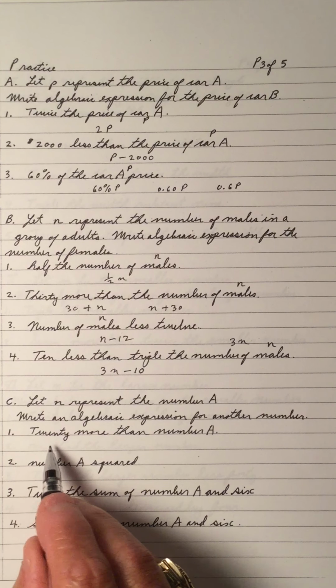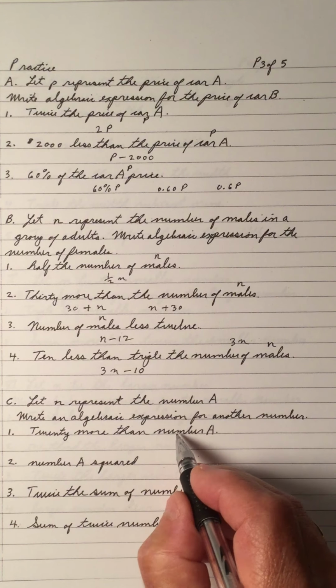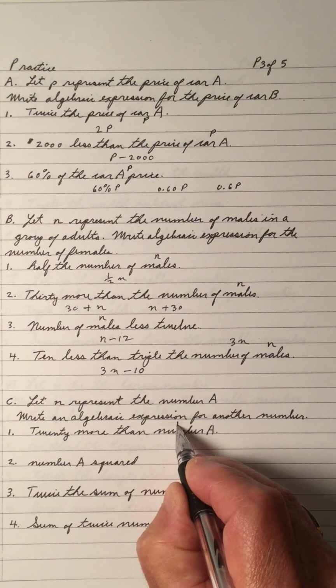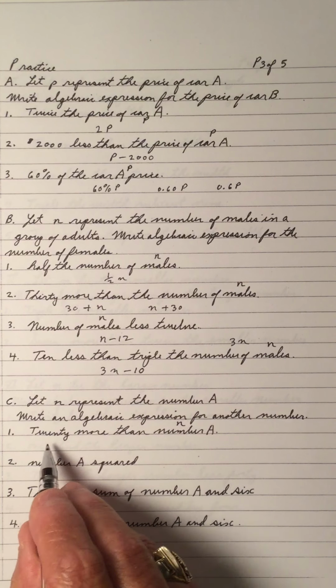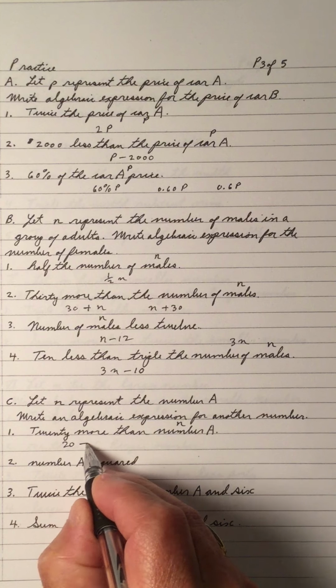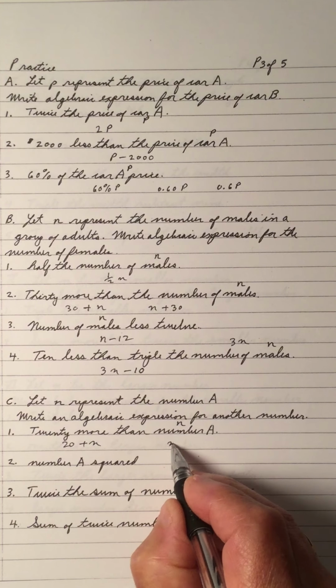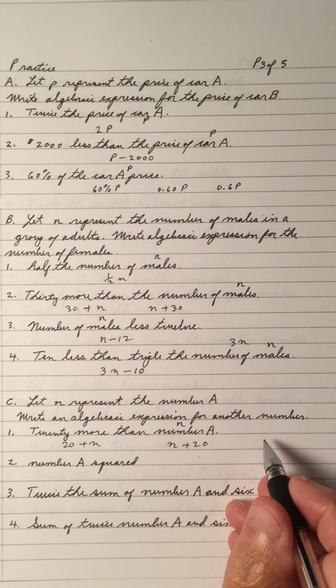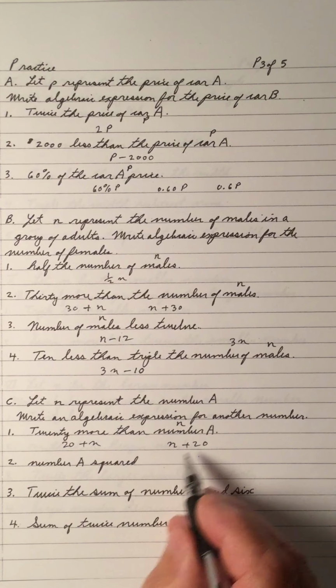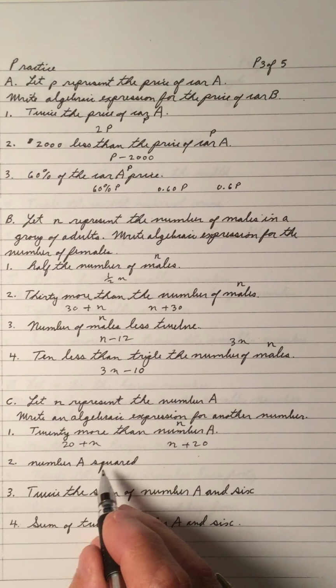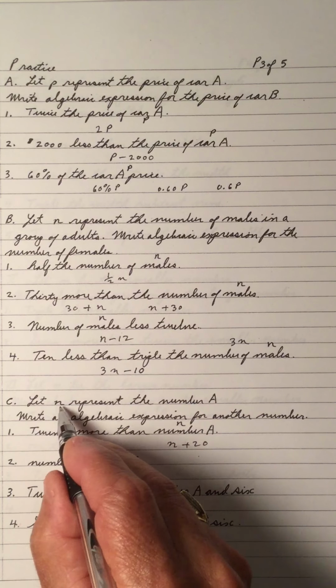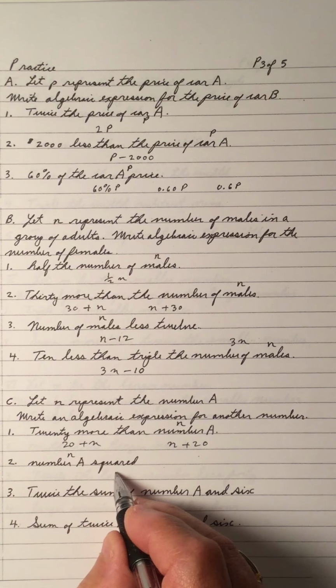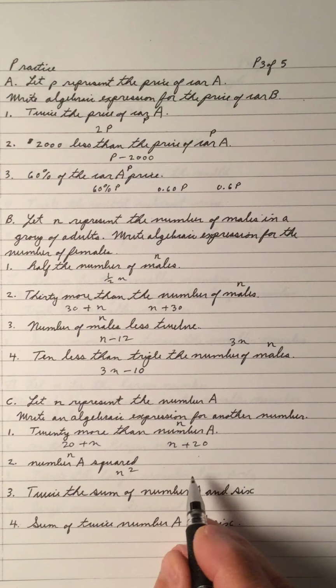Another number, 20 more than A. The number A is N. So 20 more than N is 20 plus N. Again, N plus 20 is mathematically better. Number A squared. The number A is N, so it's N squared.